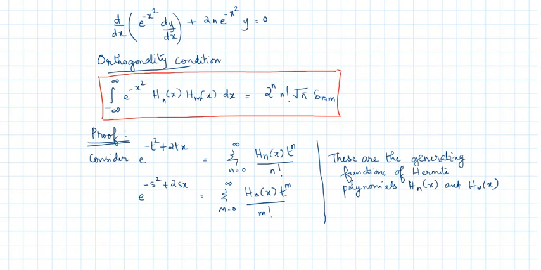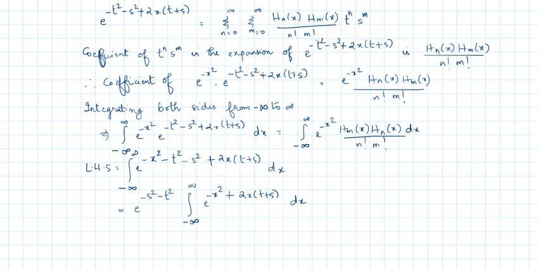Now, how do we prove this? For that, start with the generating function for Hermite polynomials. Let this be the generating function for Hn of x and this one be the generating function for Hm of x. Now I multiply both relations and this is what I get on my LHS and this would be my RHS. I have not done anything else. I have just multiplied both the relations that we just saw before.